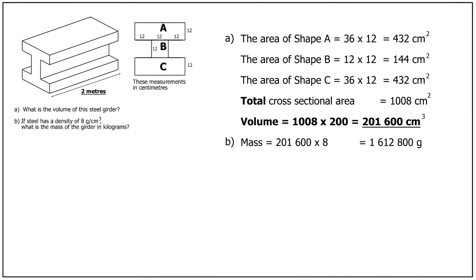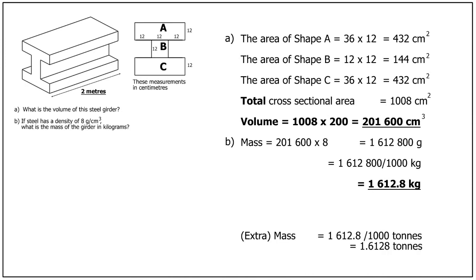As there are 1,000 grams in a kilogram, we need to divide this number by 1,000 to convert it to kilograms, and that gives us 1,612.8 kilograms. And so that's the answer to part B. Now, although it doesn't ask for it in the question, it would be interesting to see what this is in tonnes. And remember, there are 1,000 kilograms in a tonne, so this is 1.6128 tonnes.